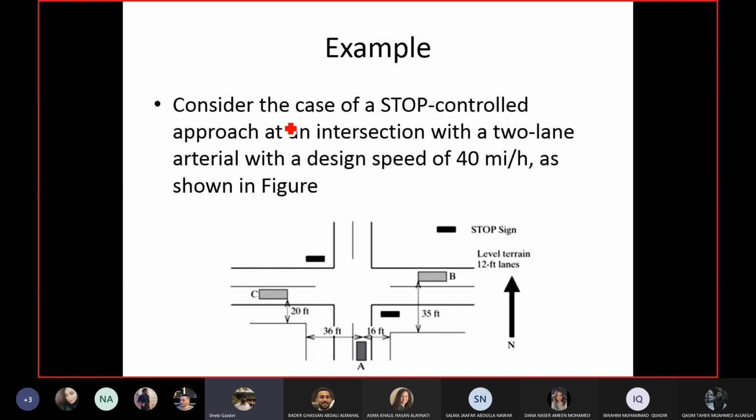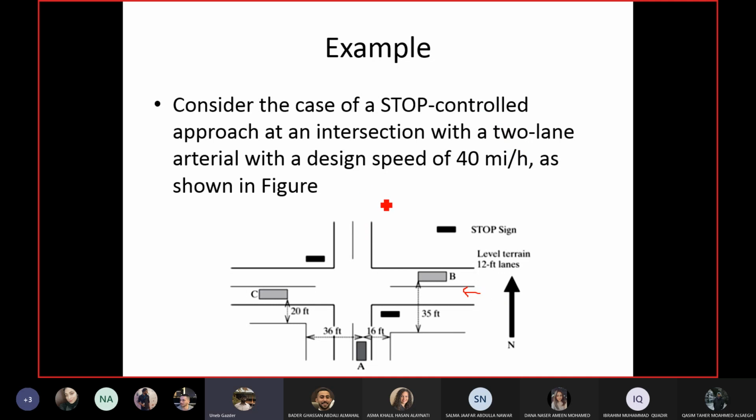So let us consider this case. We have a stop controlled approach at an intersection, a 2-lane arterial. So this is a 2-lane arterial. The design speed of the arterial is 40 miles per hour, which is shown in the figure as well.